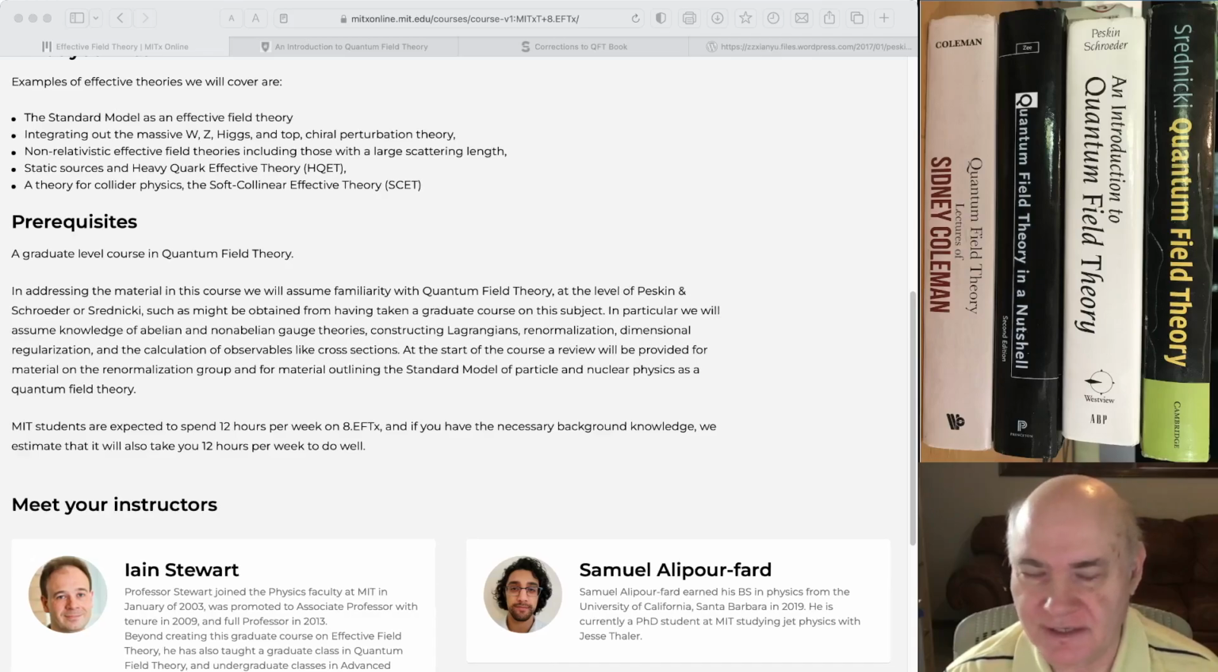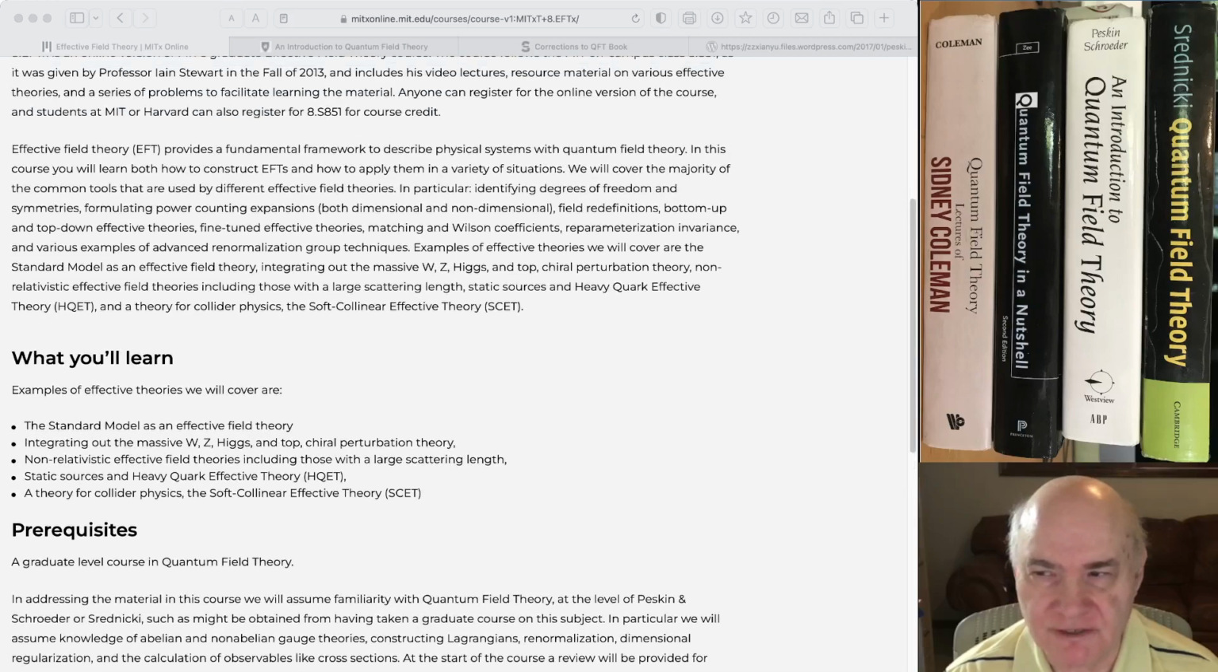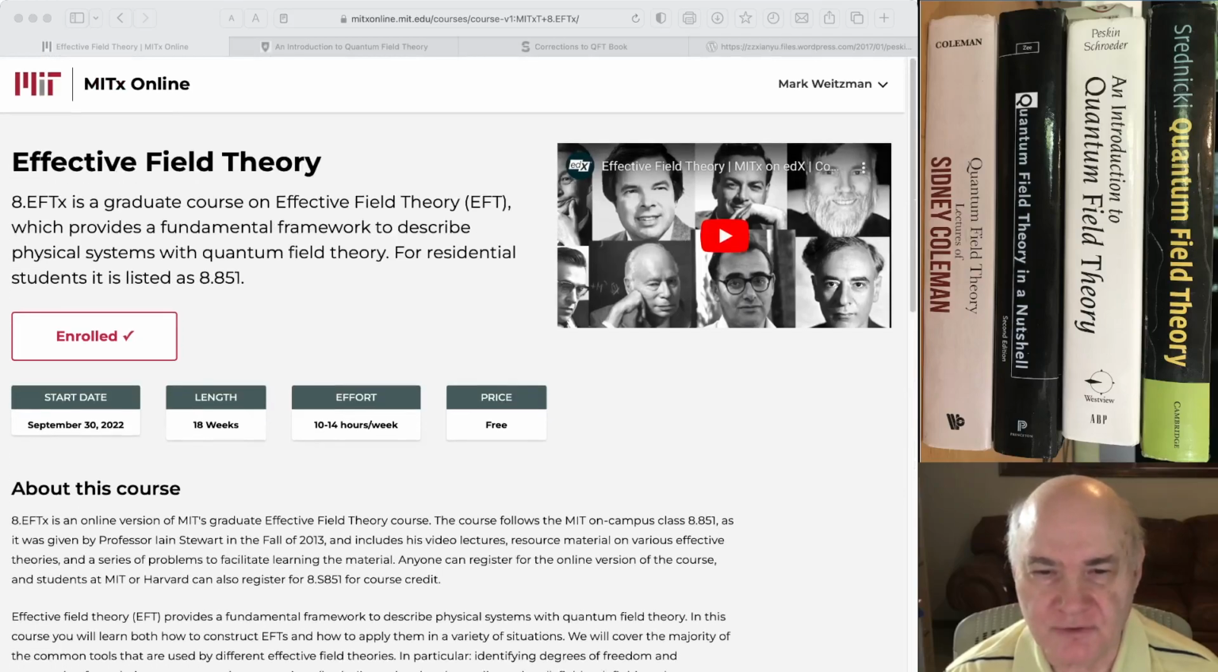So I'm going to try again, and as part of that, I'm going to review and reread the books Peskin and Schroeder and Srednicki. You can see them both above me, Peskin and Schroeder in white, Srednicki in green.